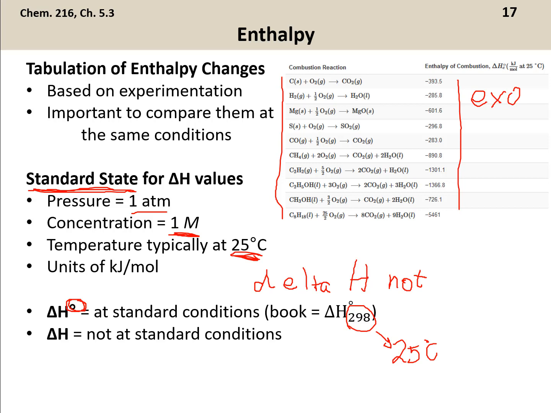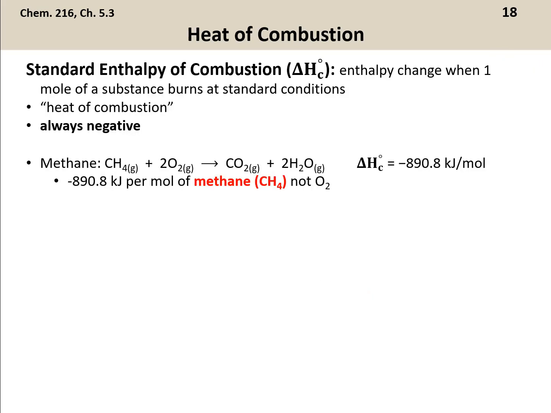All right, so here are a bunch of delta H's under standard conditions. They're in kilojoules per mole, and you can have them all listed. These ones that are on the list are what we call delta HC. Delta HC is the standard enthalpy of combustion or heat of combustion. Remember, heat and enthalpy mean the same thing. So this is the enthalpy change when 1 mole of a substance burns under standard conditions. So we call this heat of combustion.